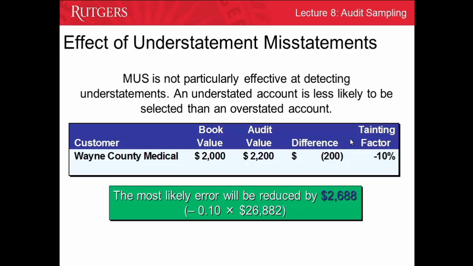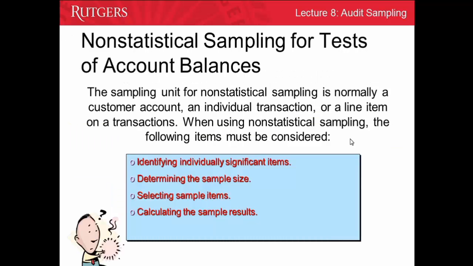Some auditors also adjust down the UML by the projected understatement to obtain a net upper misstatement limit. This approach is followed when the auditor believes that the overall misstatement in the population is in the direction of overstatement. Then the understatements identified are used to adjust the MUL.